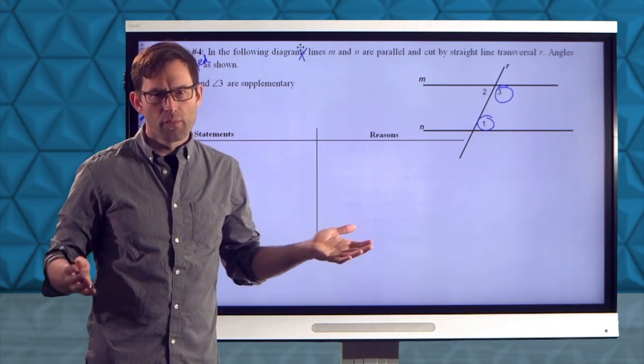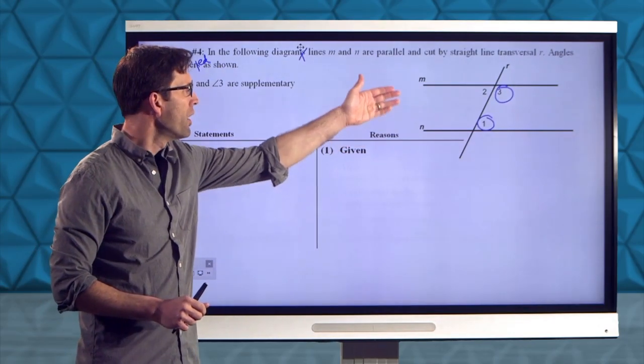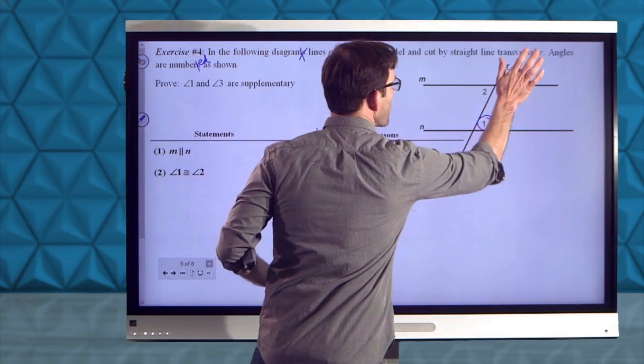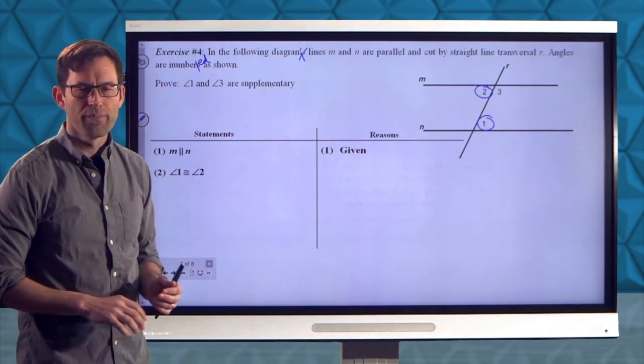Well, obviously, we got to start with our givens. Line M is parallel to line N, given. Now, what do we know from that? Well, we know immediately from that angle 1 is congruent to angle 2. Okay, I'm going to erase angle 3 for right now. We know that angle 1 is congruent to angle 2.